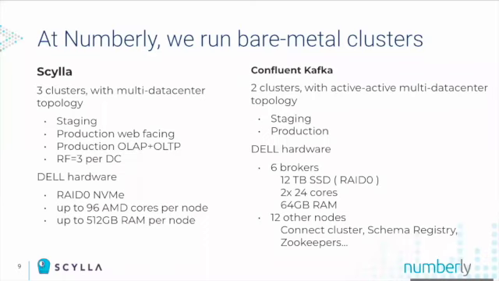At Numberly, we run both Scylla and Confluent Kafka on-premise on bare metal machines. This means that this is our own hardware, network, and automation at play. The key thing here to remember is that we run both technologies on an active-active multi-data center topology because they are mission critical to us.